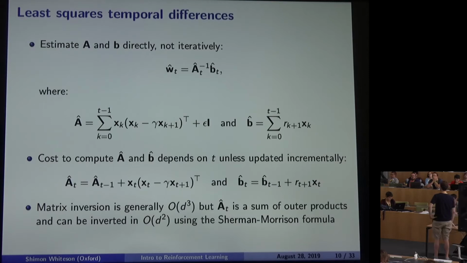So a question you might be asking is, in the case that we're doing linear function approximation, if we can analyze it in terms of these matrices and vectors, do we need to take an iterative approach at all? Do we need to use stochastic gradient descent to incrementally reach the TD fixed point, or can we just directly compute the TD fixed point?